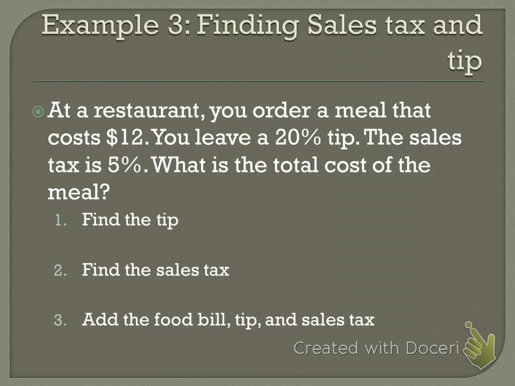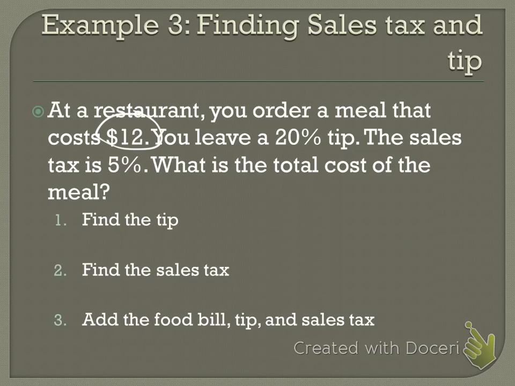Okay, one more example. Now, in example 3, we're finding sales tax and tip. It says at a restaurant, you order a meal that costs $12. So $12, that's my food bill. You leave a 20% tip, and the tax is 5%. So you need to figure out what's 20% of $12 and what's 5% of $12. So you need to find the tip, the tax, and then you can find the total.